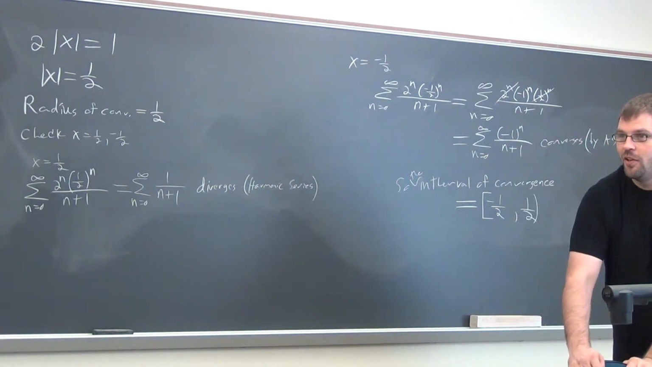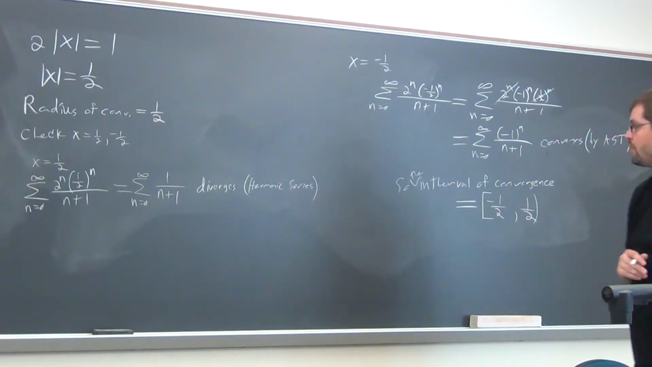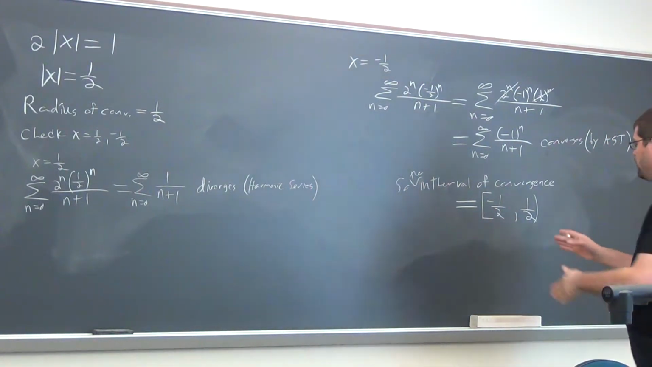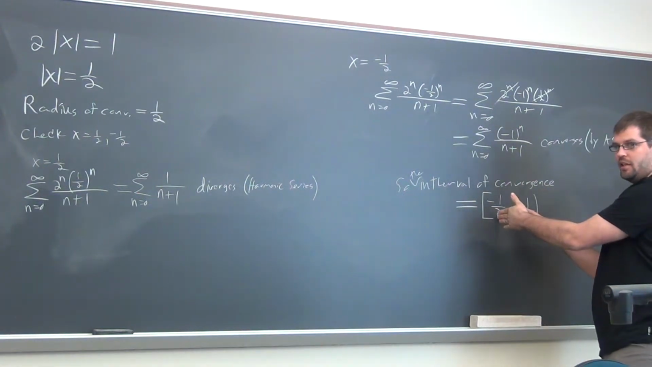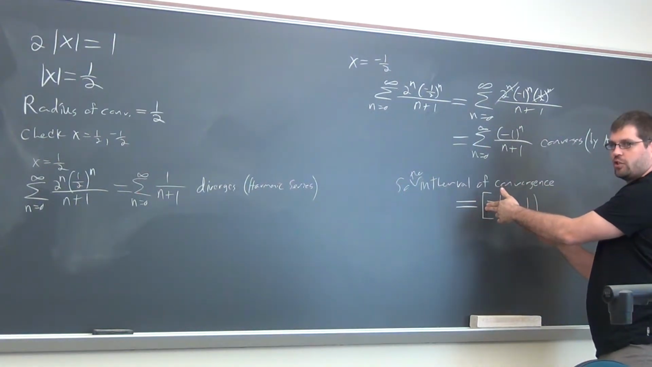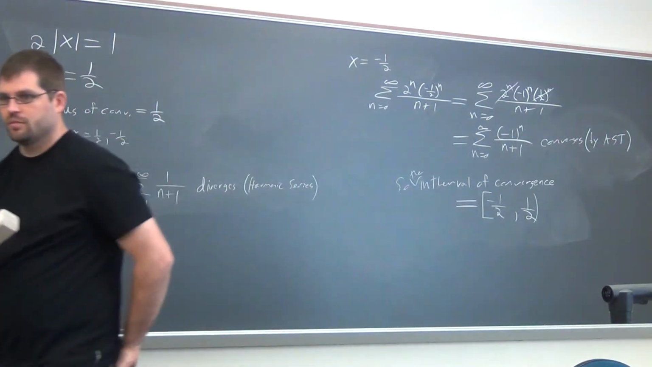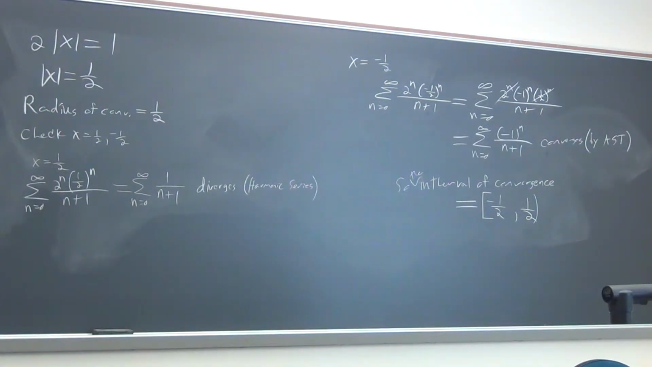Does that make some sense? So convergence is a bracket, and divergence is parentheses. Because it converges for everything inside, right? And then we want to say it also converges at the endpoint, so that bracket means you include that endpoint. Okay. So do we need to write out the interval of divergence?